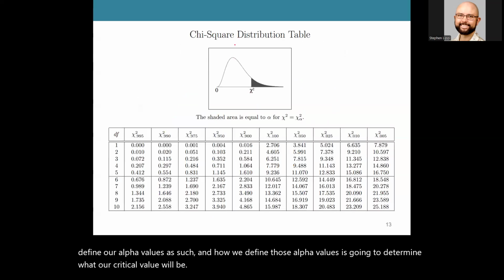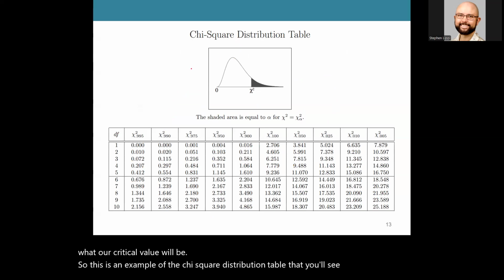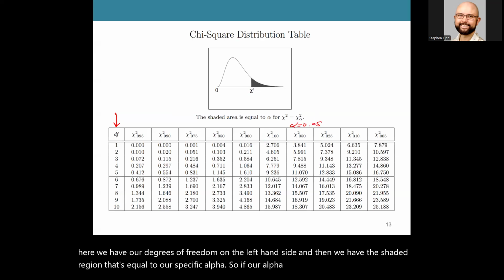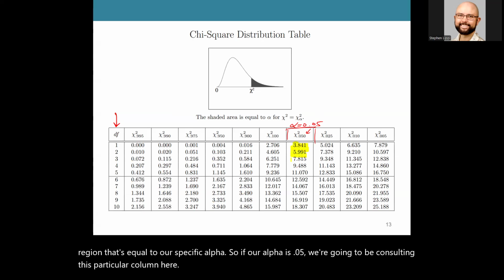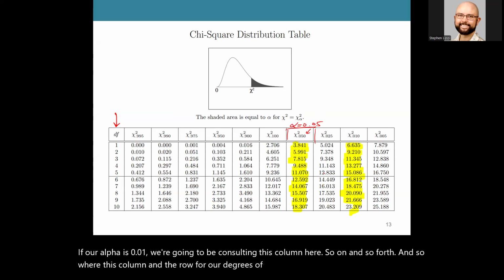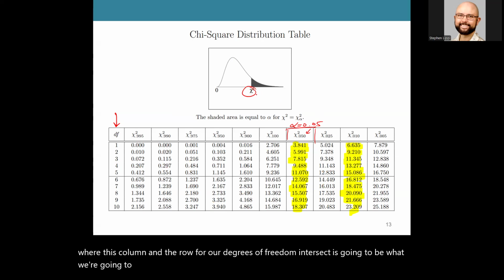So this is an example of the chi-square distribution table that you'll see on Canvas. Here we have our degrees of freedom on the left-hand side, and then we have the shaded region that's equal to our specific alpha. So if our alpha is 0.05, we're going to be consulting this particular column here. If our alpha is 0.01, we're going to be consulting this column here, and so on and so forth. Where this column and the row for our degrees of freedom intersect is what we're going to use as our critical value, that we would then compare to what we actually calculate as our chi-square statistic.